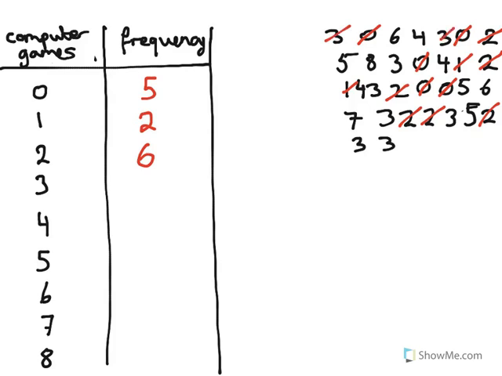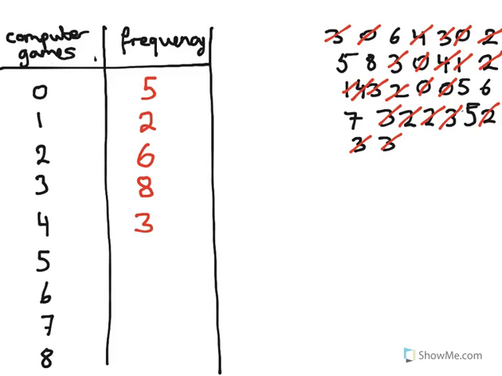Now we're looking for 3's. 1, 2, 3, 4, 5, 6, 7, 8. 8 children had 3 computer games. What about 4 then? 1 there, another there, 2, 3. 3 children had 4 computer games.